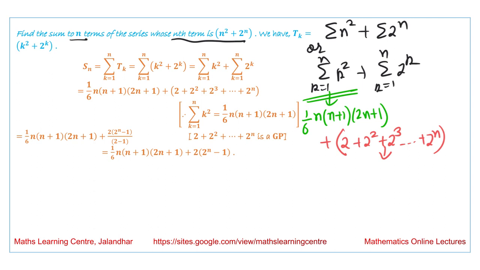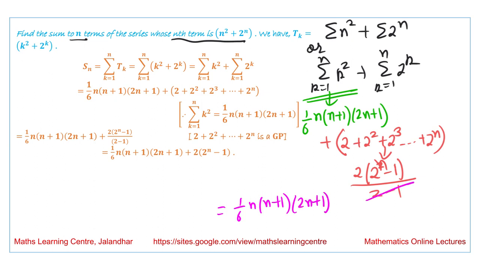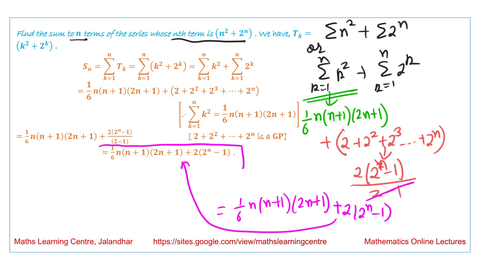This is a GP with first term a, common ratio 2, so the sum is a into 2 raised to the power n minus 1, number of terms, over 2 minus 1. So the answer we are getting in this case is 1 by 6 n into n plus 1 into 2n plus 1 plus 2 into 2 raised to the power n minus 1. So this is the sum of the n terms of the series whose nth term is n square plus 2 raised to the power n.